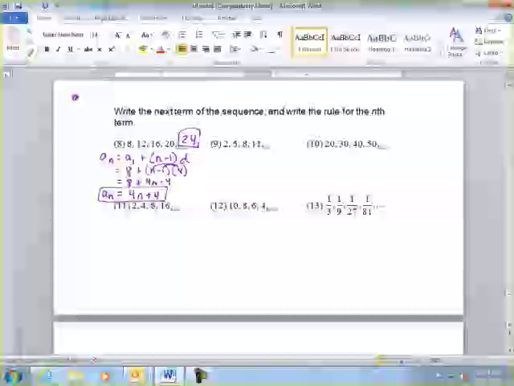I'm going to jump down to 11. What type of sequence is that? Geometric. What are we multiplying by? 2. So our next term would be 32.